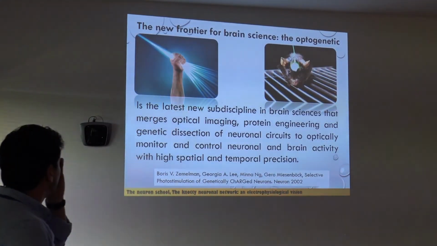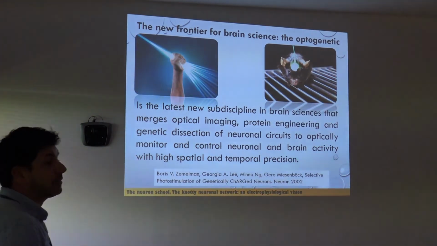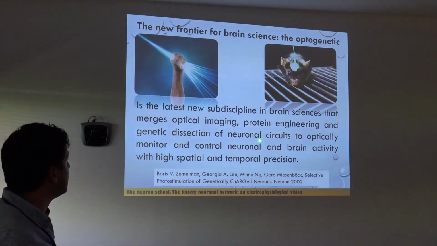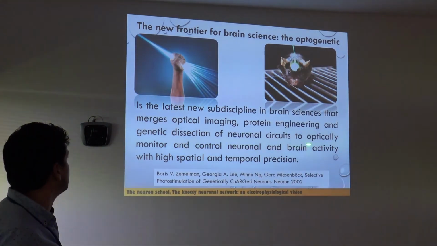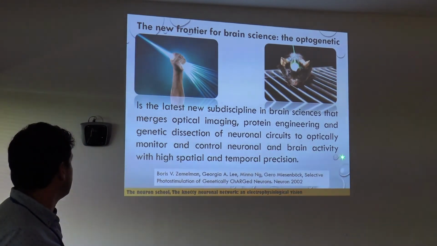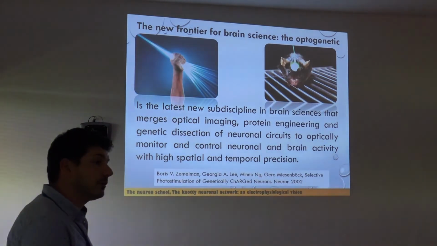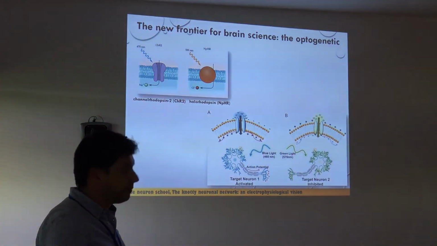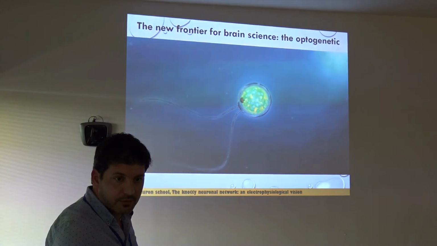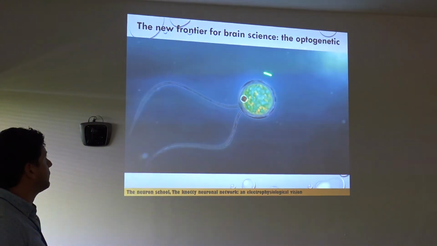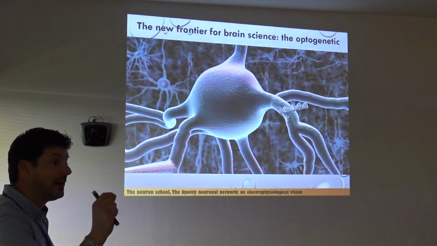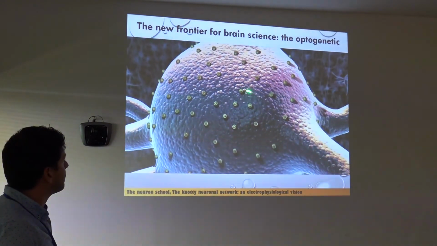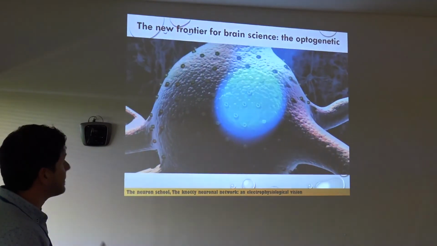In the last part of my presentation, I want to show you the new frontiers in brain science, the new frontiers in electrophysiology too. It is optogenetics. Optogenetics is this new discipline in brain science that merges optical imaging, protein engineering, and genetic dissection of neural circuits to optically monitor and control neuronal and brain activity with high spatial and temporal precision. So it's possible to express in your specific neuron such receptors, because through a viral infection, you can inject the virus directly in the whole animal or directly in the brain area. This virus has some cDNA that makes your neuron express typical receptors in the plasma membrane. These receptors are sensitive to light.